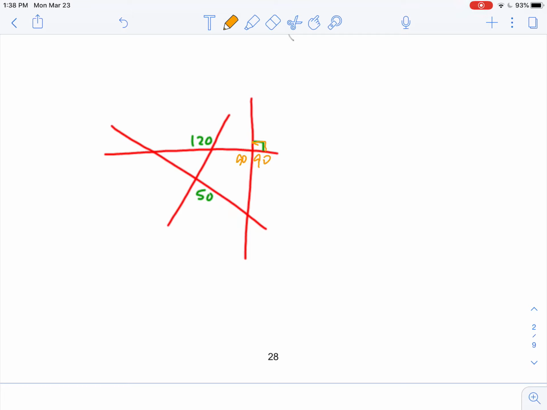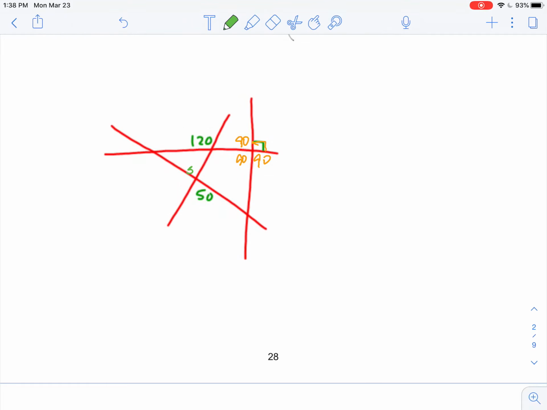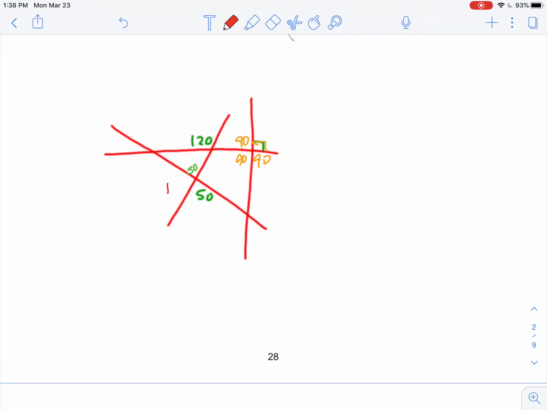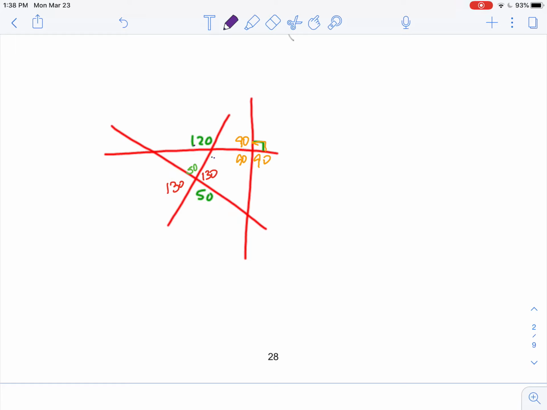All right, welcome back. Here we go. 90 degrees, 90 degrees, 90 degrees, 90 degrees. Let's go now to here. 50 degrees, 50 degrees. Supplementary would be 130 degrees, 130 degrees. So far, so good. All right, let me choose another color. 120 there, 120 here, 60 and 60. That doesn't look like a 60, but make it a 60.